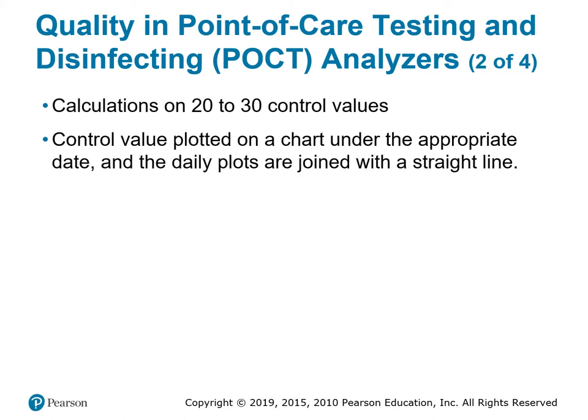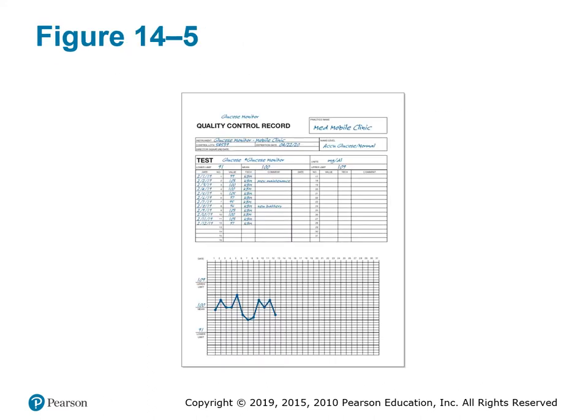All right. Calculation on 20 to 30 control values. Control values are plotted on the chart under the appropriate date, and the daily plots are drawn with a straight line. It's kind of what I just said. All right, so we'll take the average reading every day, plot it on the line so we can track how this device is reading. And that's what that will look like.